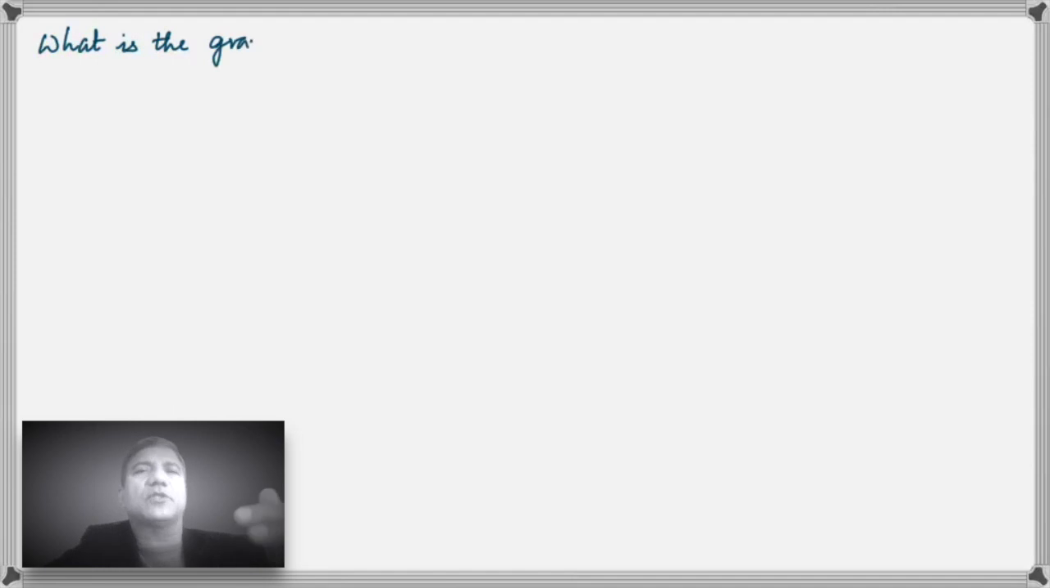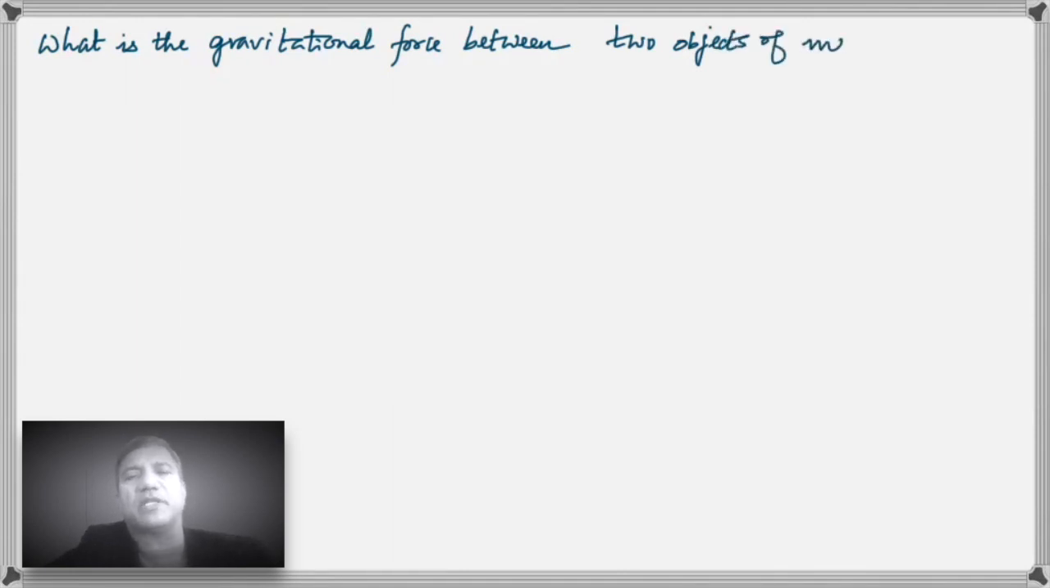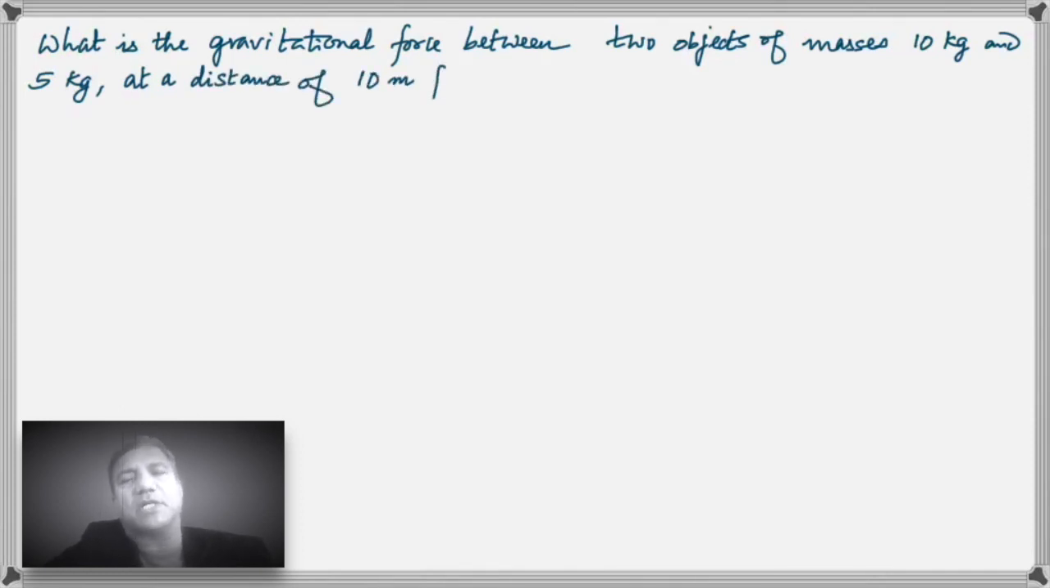And here I wanted to do one question from gravitation. Gravitational force is a universal force which exists between any two objects in the universe, between the sun and the earth, between the earth and the moon. But here I just consider two objects of masses 10 kilograms and 5 kilograms at a distance of 10 meters from each other. And we got to find the gravitational force.